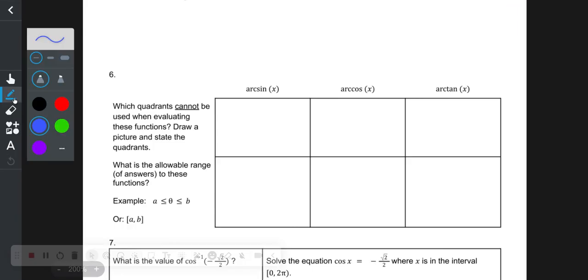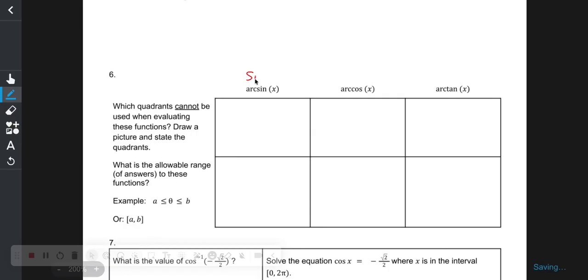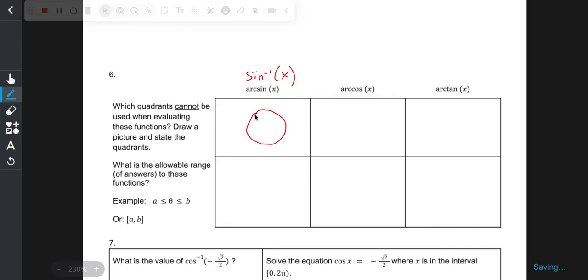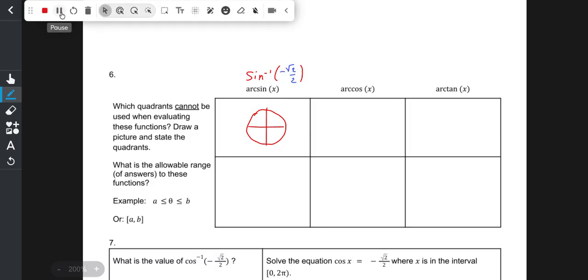Which quadrants cannot be used when evaluating these functions? This is very important knowledge to have: when you are asked to evaluate arcsine of a value, which is the same thing as saying inverse sine, what it's asking for is an angle. It's a location on the unit circle.